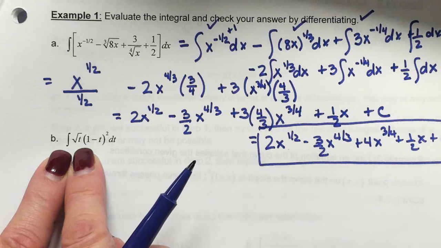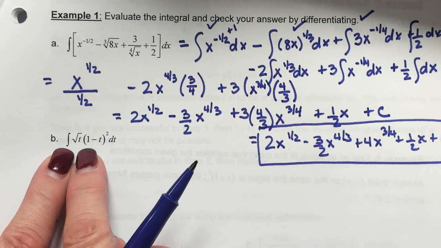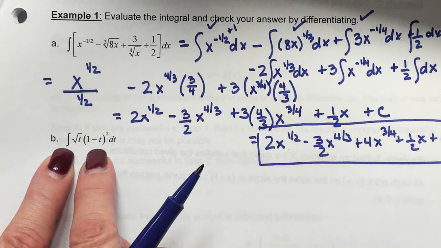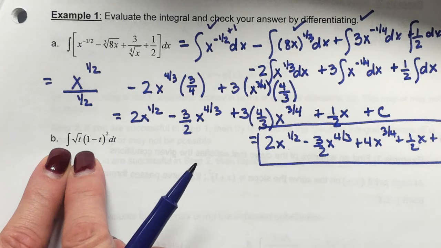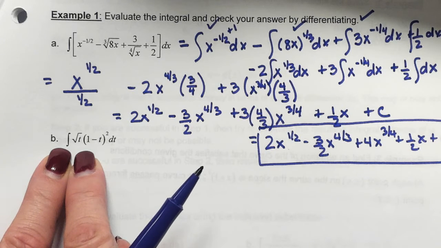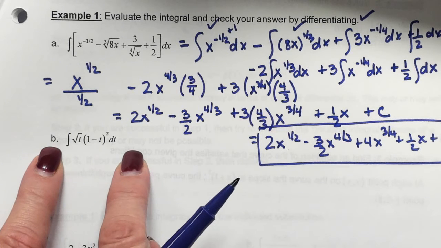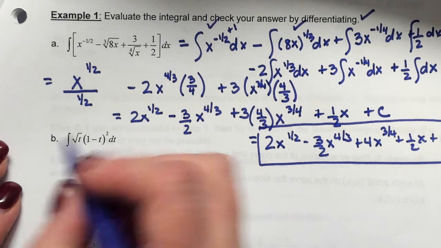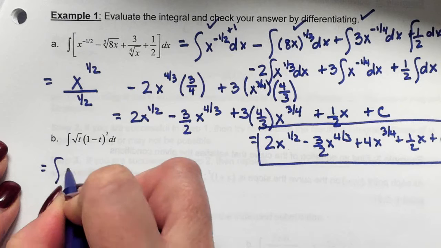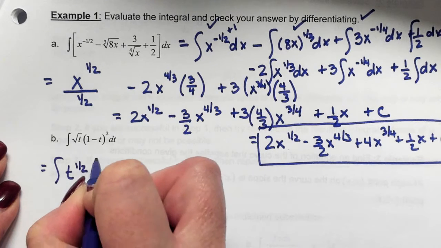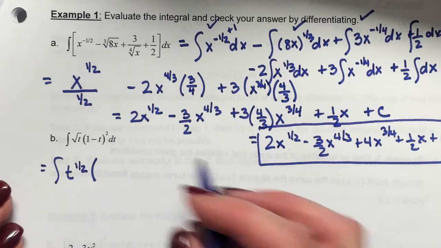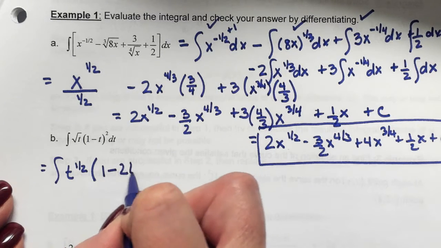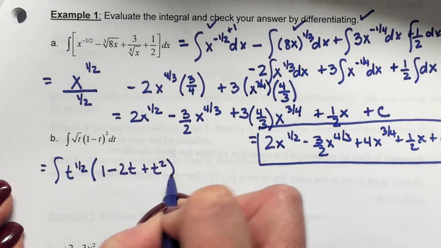Okay. Any other questions? So now, like I mentioned in part B, we do not have a product rule for integration. So you're going to have to FOIL and multiply out the 1 minus t squared and then distribute a t to the 1/2 before you can actually integrate term by term. So we have to rewrite this as a sum or difference. So this is going to be equal to the antiderivative of t to the 1/2 times, multiplying out 1 minus t squared, so 1 minus 2t plus t squared dt.